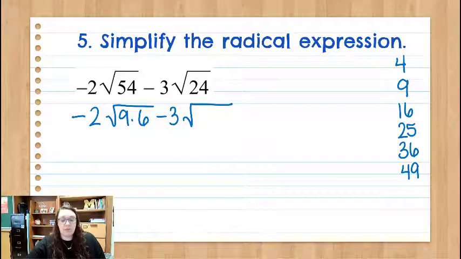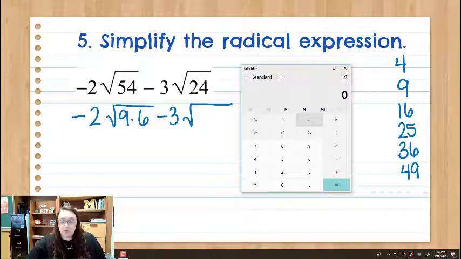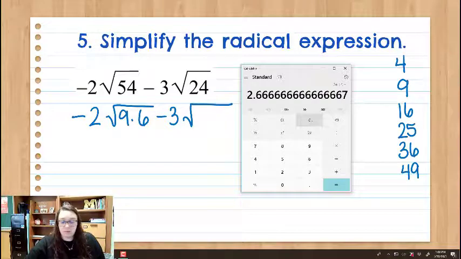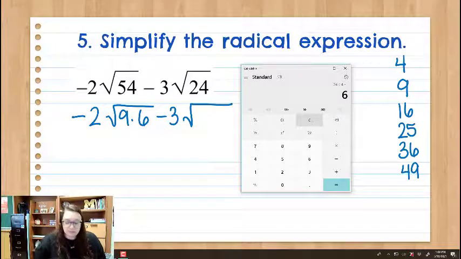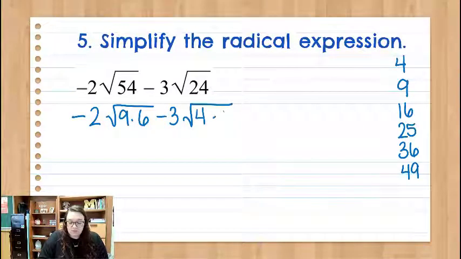Oh, wait, you know what? I think there's something bigger. Hang on. 24 divided by 16. Nope. 24 divided by 9. Nope. 24 divided by 4. 4 times 6. Okay. 4 times 6.